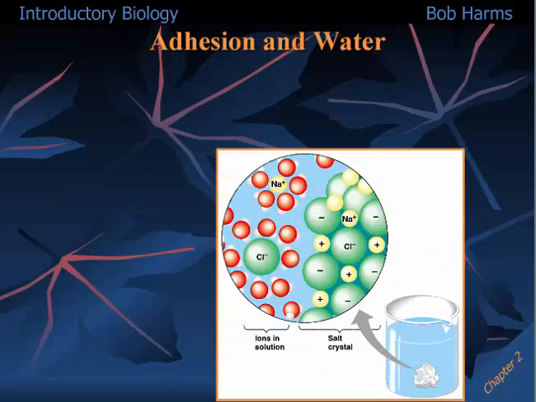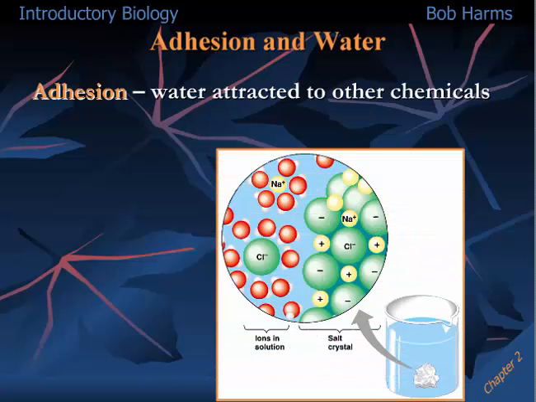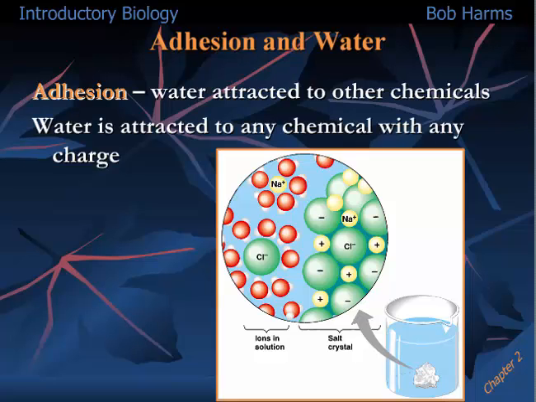Another area where water has unusual properties is what's called adhesion. And adhesion is when we have two things that are different and they're attracted to one another. So in this case, water is adhesive, meaning water is attracted to other chemicals. In particular, water is going to be attracted to any chemical that has any kind of electrical charge. And it doesn't matter whether that charge has a plus or a minus charge. Since water has both charges, it's going to be attracted to either charge.